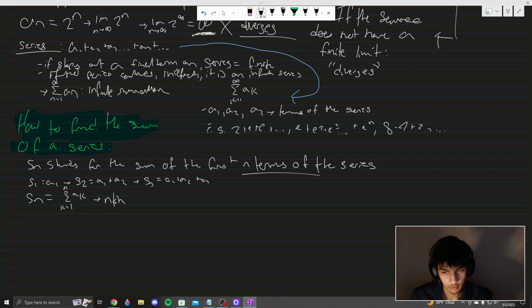Nth partial sum. And this means the sequence S1, S2, S3 is called the sequence of partial sums.